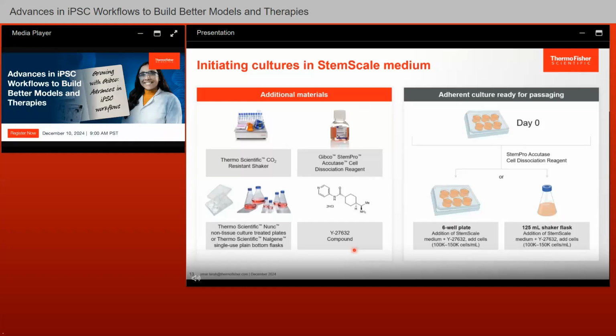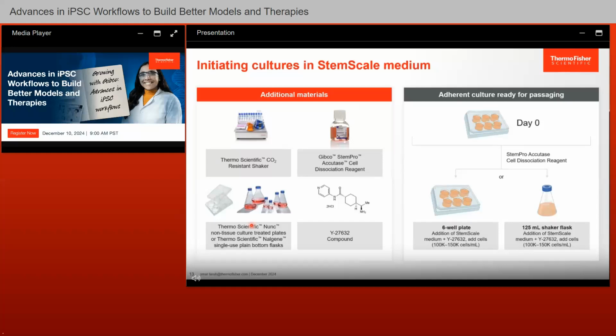And then finally, of course, we need some sort of culture vessel format. Usually non-TC treated plates or flasks are used at small scale, but we also have recommendations on larger scales, including different types of bioreactors.